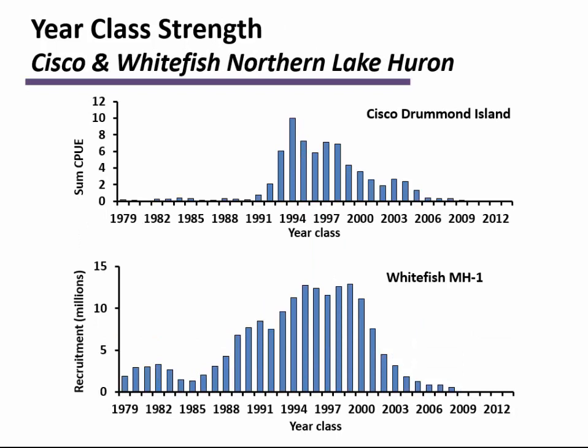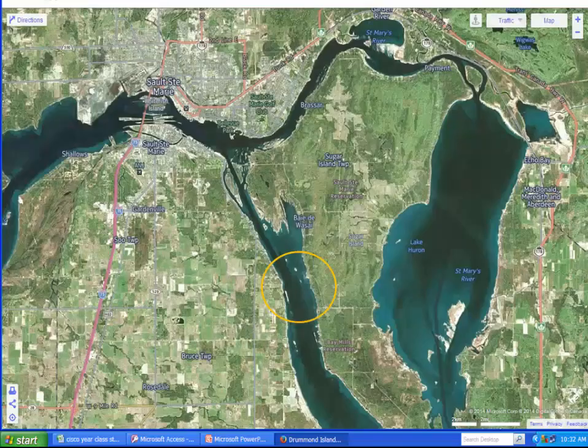It's funny how it sort of looks like whitefish year class strength in MH1 during the same time period. The bottom graph are whitefish year class strength in MH1 based on Cisco catch at age analysis, and we see sort of the same pattern. Pretty big increases in relative year class strength through the early to mid 90s, and then a decline through time, particularly rapid decline in whitefish populations.